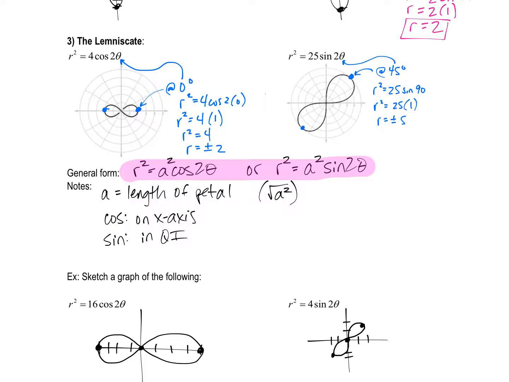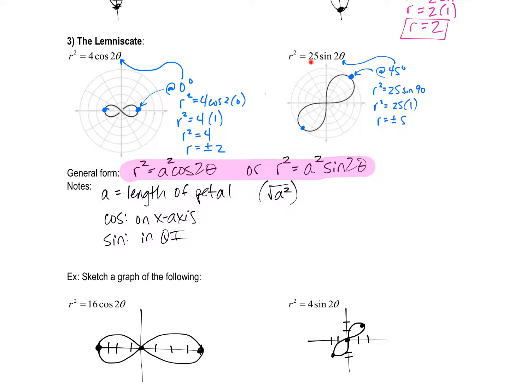And so in this case, all of them have 2 theta. So you don't have to worry about how many petals there are or whatever. The R squared formulas always only have 2 theta. So they're just figure eights. And remember, for cosine, it's along the x-axis, and for sine, it's at 45 degrees. And that's always going to be true. The length of your petal is the square root of this number. So just don't forget to square root it.